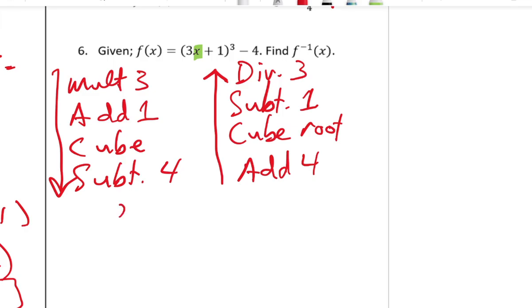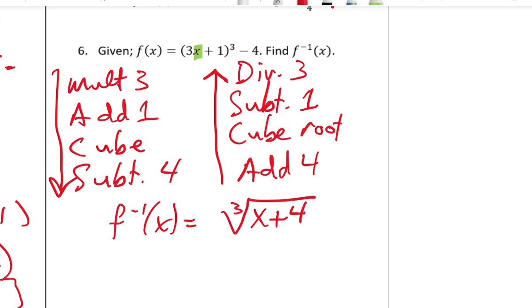So my inverse is, okay, just write an x and do these operations to it. First, add 4 to it. Then cube root it. Then subtract 1. Then divide by 3. And there we go.